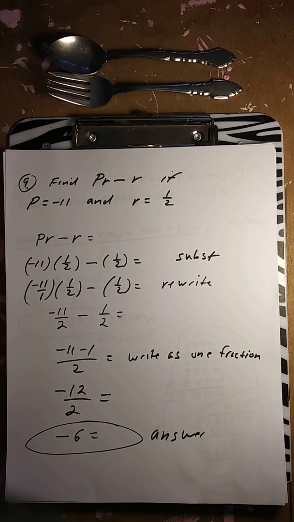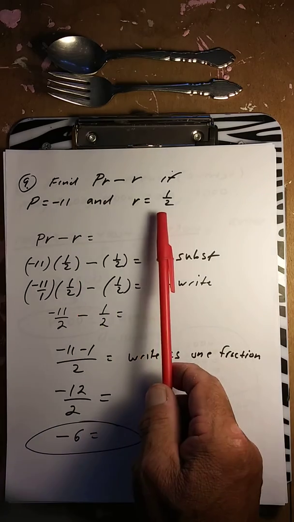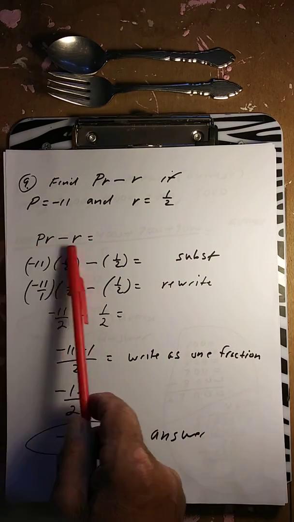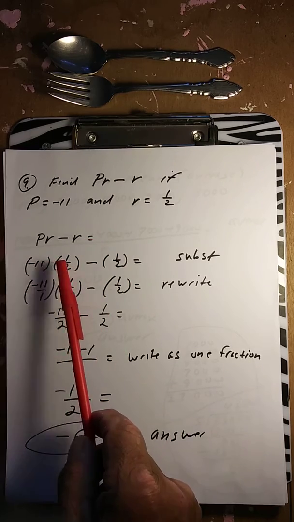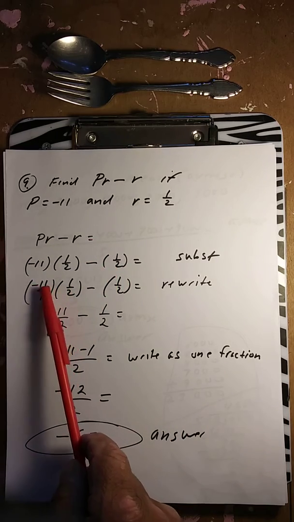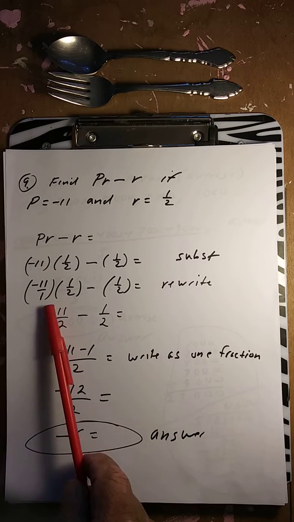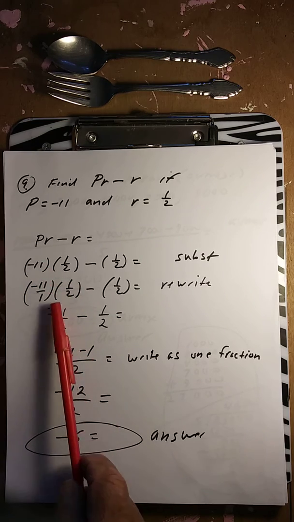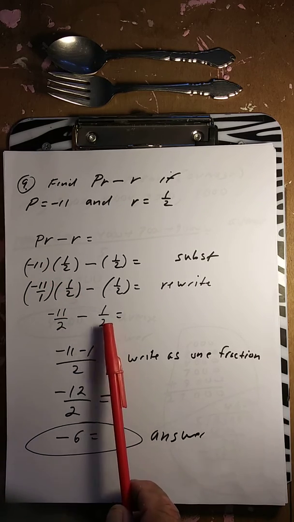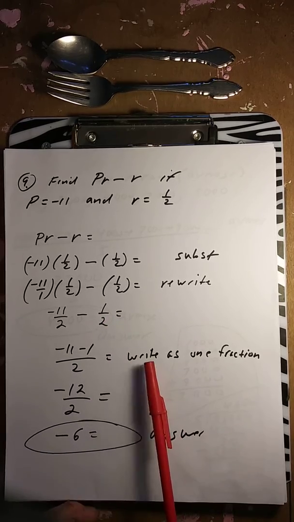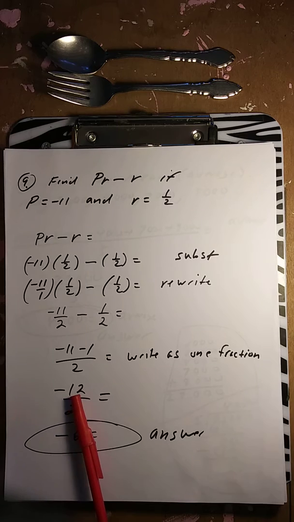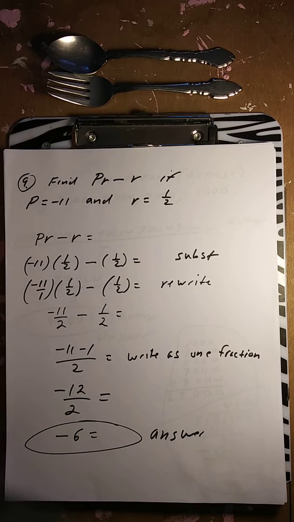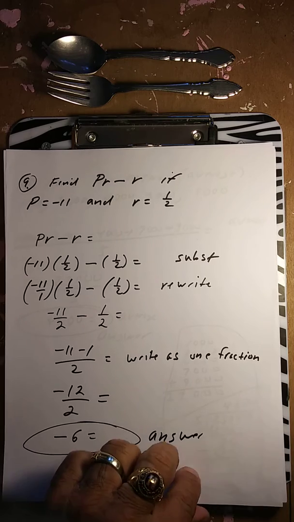Find PR minus R if P is this, R is that. Put the formula down. Substitute in there the numbers for P, R, and R. So this is negative 11 over 1. Rewrite it. Multiply it straight across. That turns out negative 11 over 2 and negative 1/2. Write it as one fraction. Negative 11 minus 1 over 2, that's going to be negative 12 over 2. Divide a negative by a positive, it's going to give you a negative answer, negative 6.